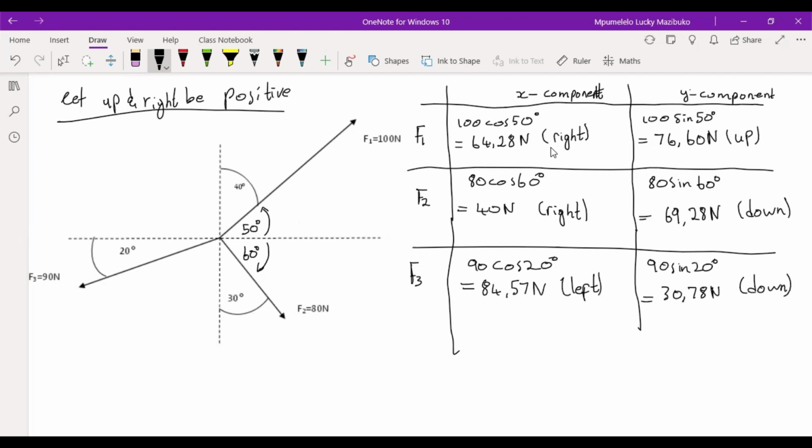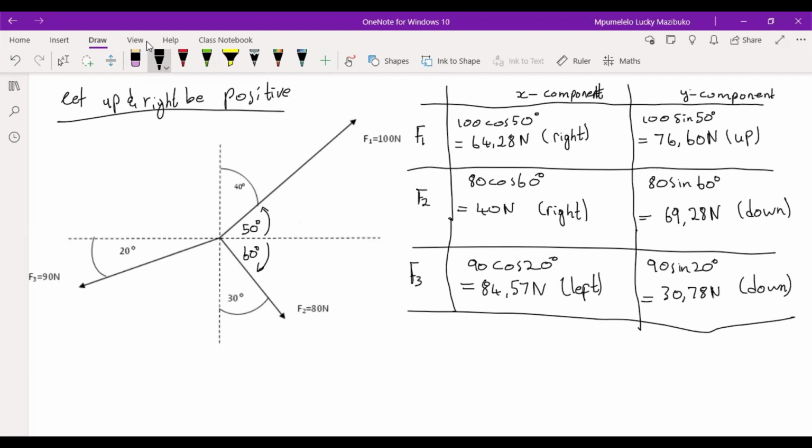Okay, you'll realize that just looking at F3, the argument that we made on the previous one holds: the smaller the angle, the closer the x component gets to the actual force. Do you see this? The X component is 84 and the actual force is 90. So it's a good analysis to make. They like that type of analysis question.